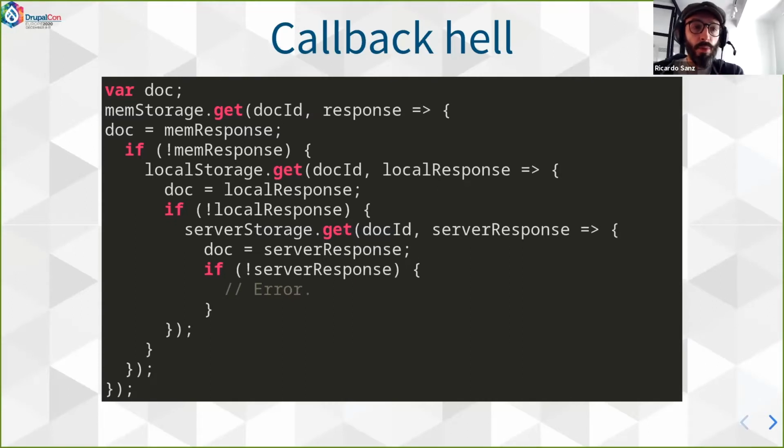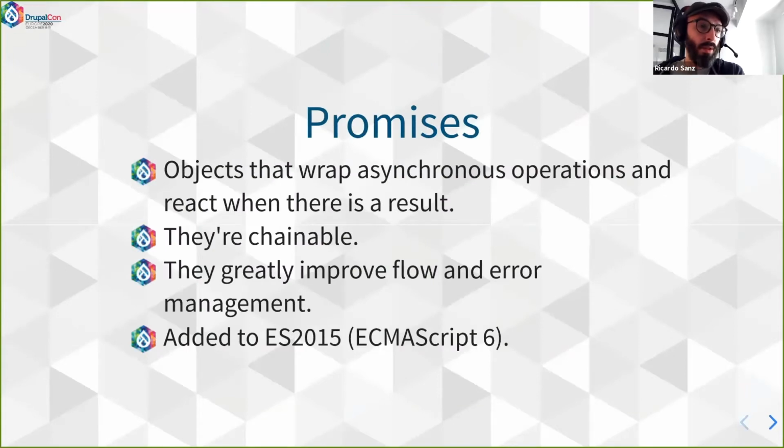So what was the way to solve the callbacks issues? Then the promises appear. The promises were added to ECMAScript 6, and they are objects that wrap asynchronous operations and react when there is a result, whether it's a failure or it's a success. They are chainable, and they greatly improve the flow and error management of this kind of operations.